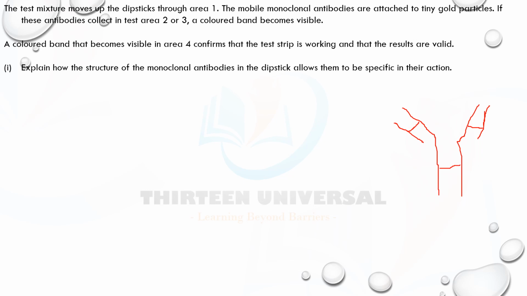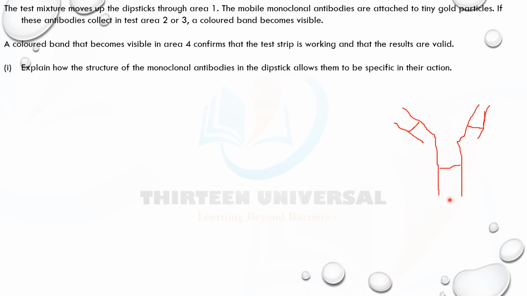So look at this. This part is called the variable region. This space is the antigen binding site. This is also a variable region, and this space is also an antigen binding site. Antibodies differ from one another based on the antigen binding site. This antigen binding site has a unique primary structure, an amino acid sequence, that gives it a unique shape that allows a specific antigen to bind.